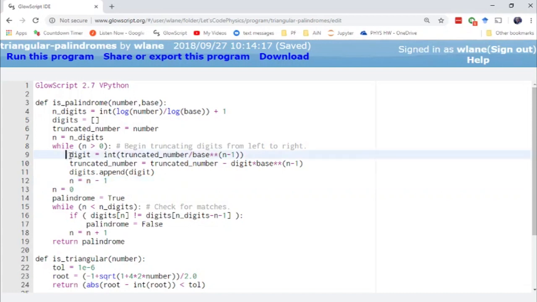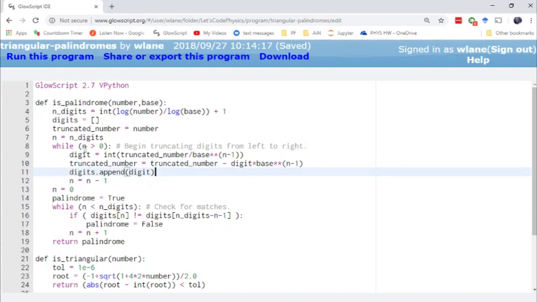And then here's where we strip off the leftmost digit from the truncated number. So what we do is we take the truncated number, divide it by the base raised to the power n minus 1, and we take the integer part of that. So basically we're reducing it to where this digit that we're interested in is going to be the only integer part left. Everything else will be in the decimal, and then we just chop off the decimal. And then here we update our truncated number. So we take the number we had before and we subtract off the digit that we just removed. And then, of course, we add our digit to our list of digits.